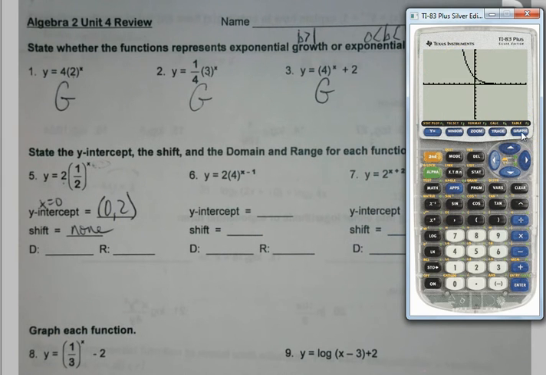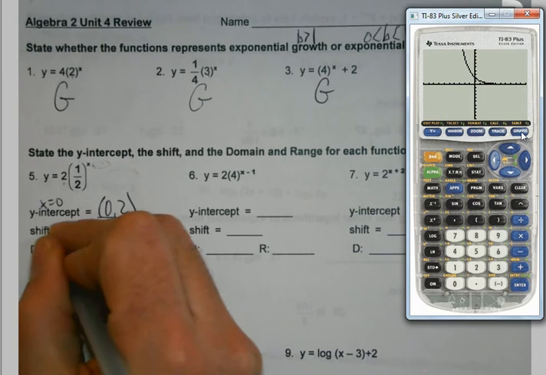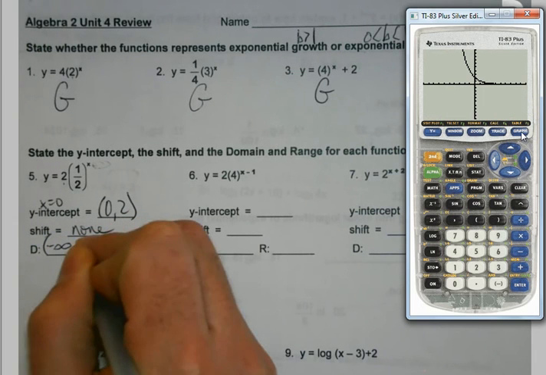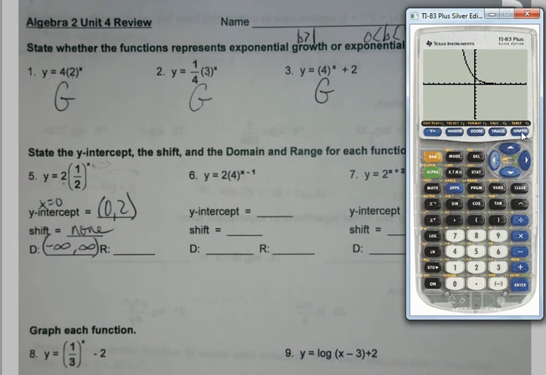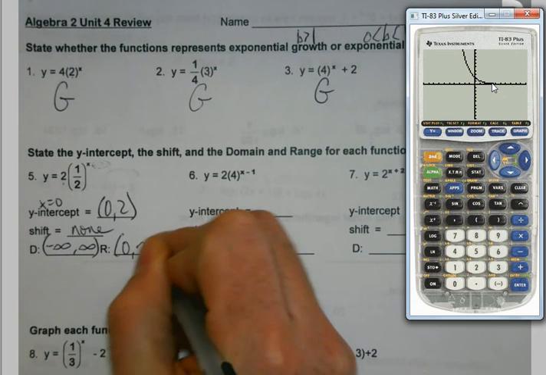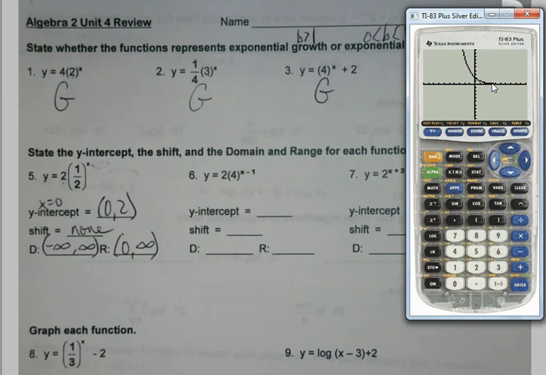As far as my domain and range go, domain on these growth and decay problems is always negative infinity to infinity. My range, which we spoke about before, and I could even look at here, is my lowest value, which looks like we're approaching 0, up to positive infinity. And again, that's not going to change unless I have an up or a downshift.